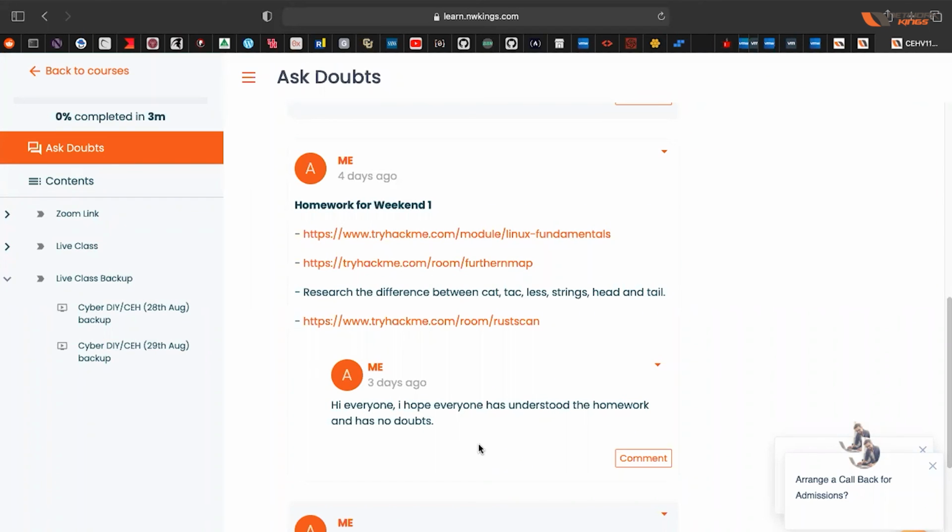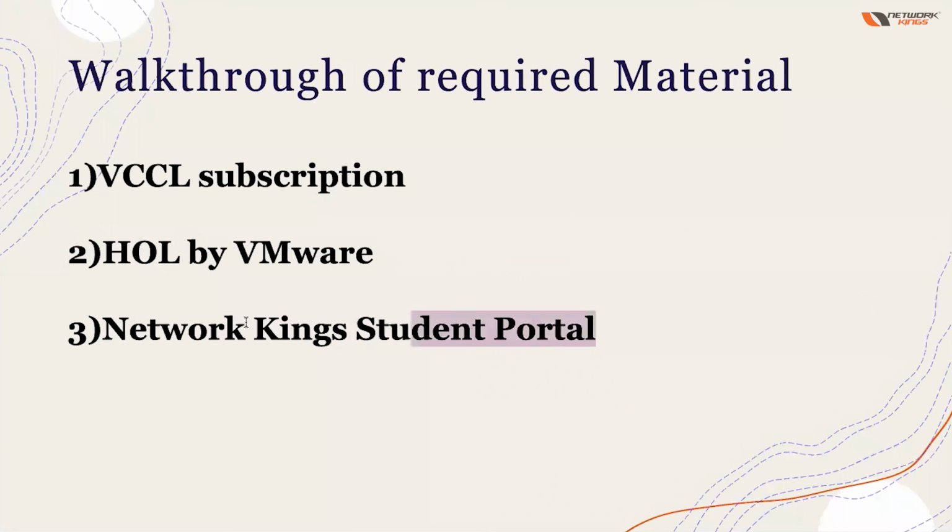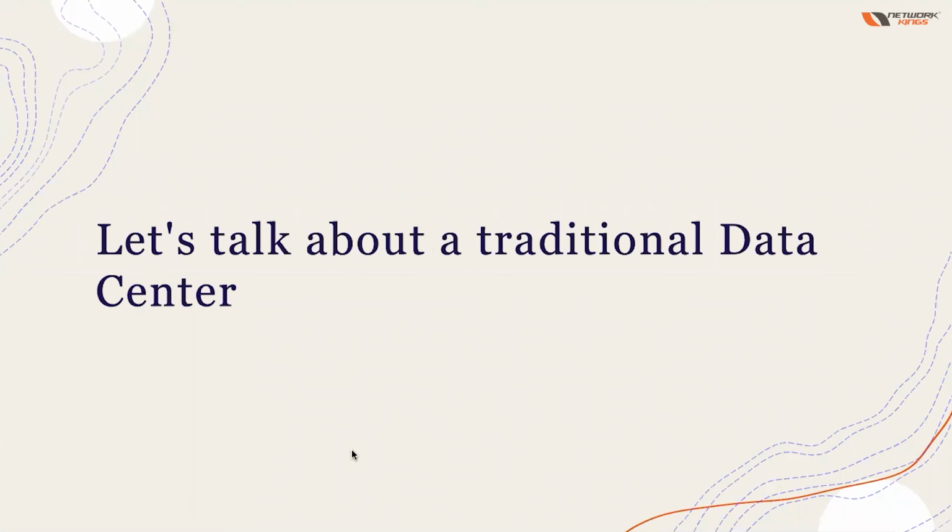All right, everyone. Now you have three required materials. You don't have to worry about this one because most of you would already have this. What you need to do now is to create your account on VCCL and HOL. So cool, everyone. I hope you enjoyed the session.